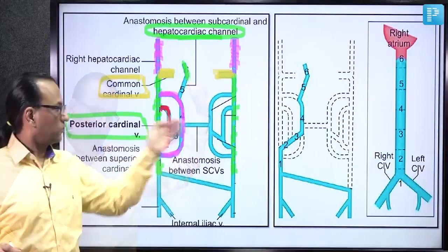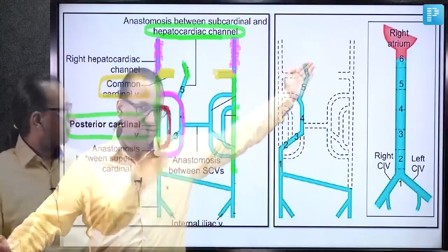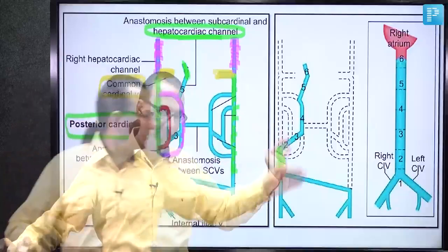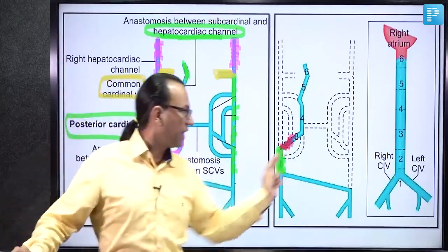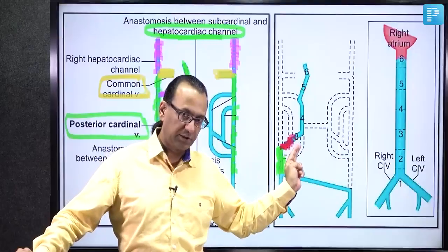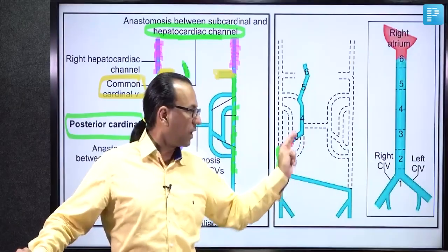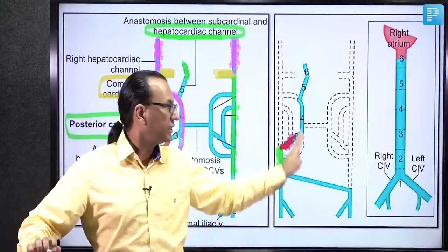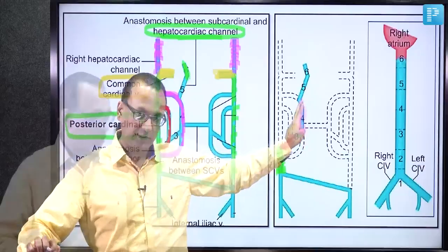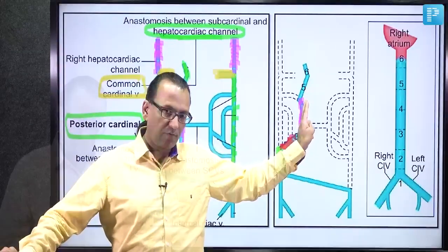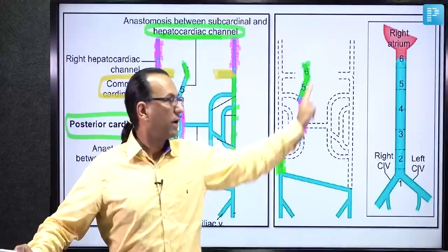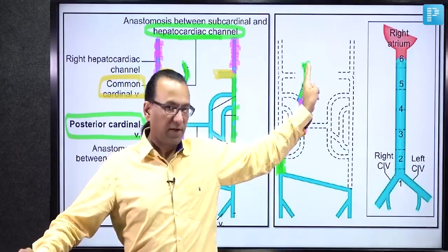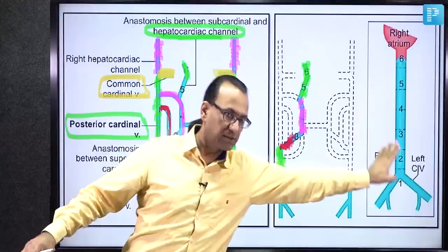Now let us look at the formation of the IVC here, which is contributed by, in the beginning, the right-sided posterior cardinal vein, the initial portion of the IVC. Then we have the infrarenal portion of the IVC below the kidneys, contributed by the supracardinal vein. And then we have the renal, suprarenal portion of the IVC, which is contributed by the subcardinal vein. And then we have the right-sided hepatocardiac channel, contributed by the right-sided vitelline vein, forming the terminal portion of the IVC. You can represent that here as well now.